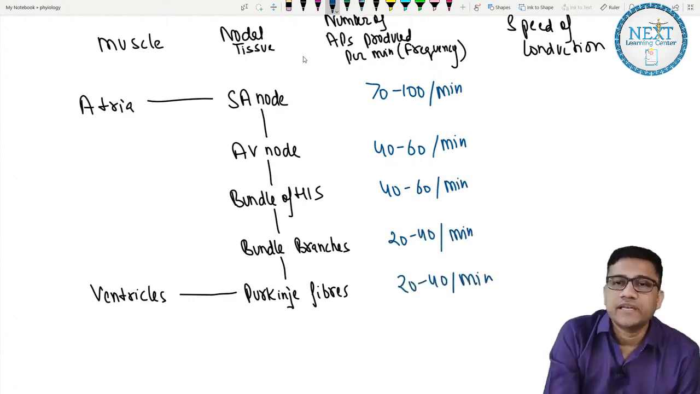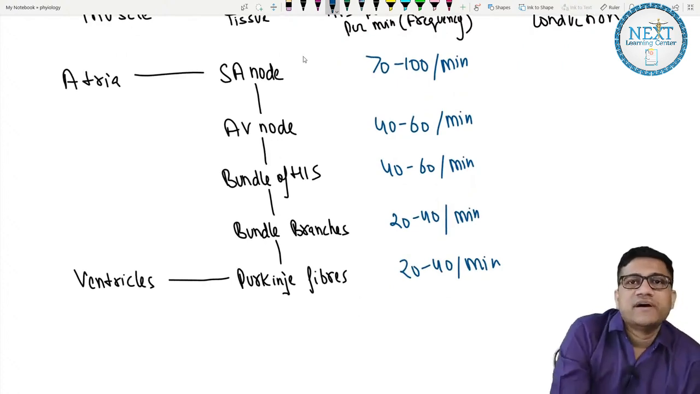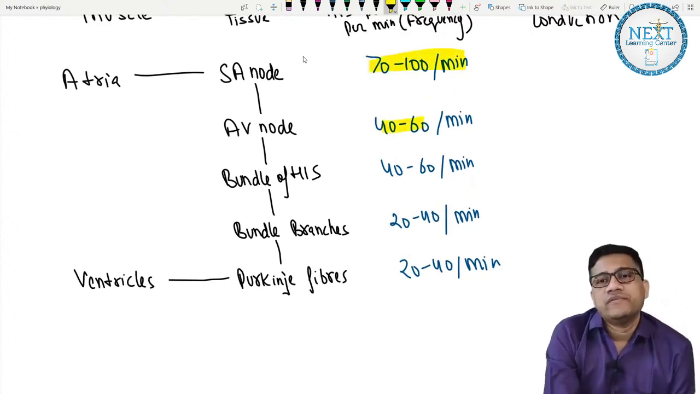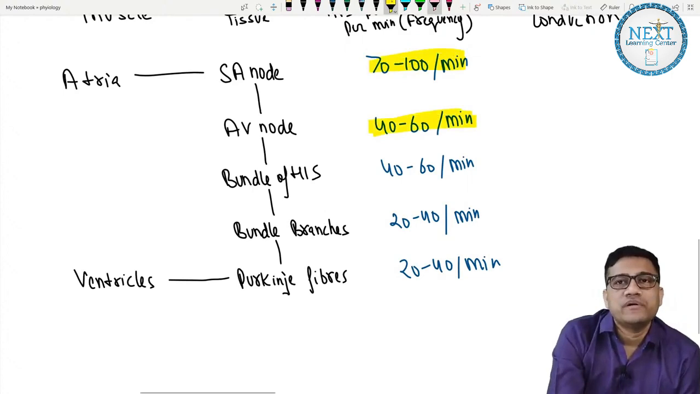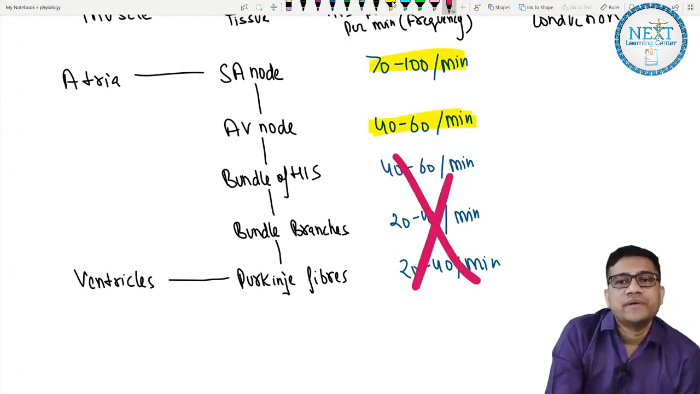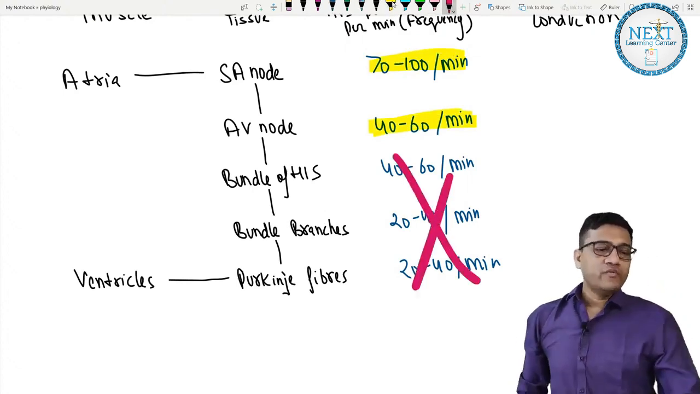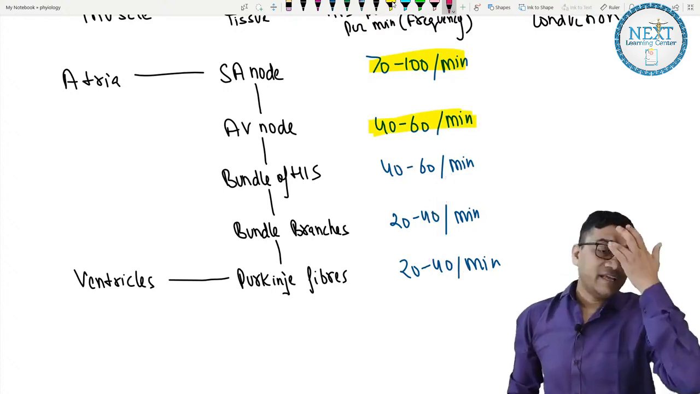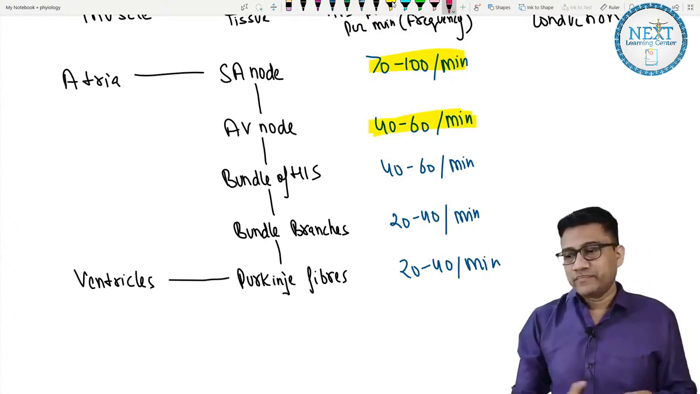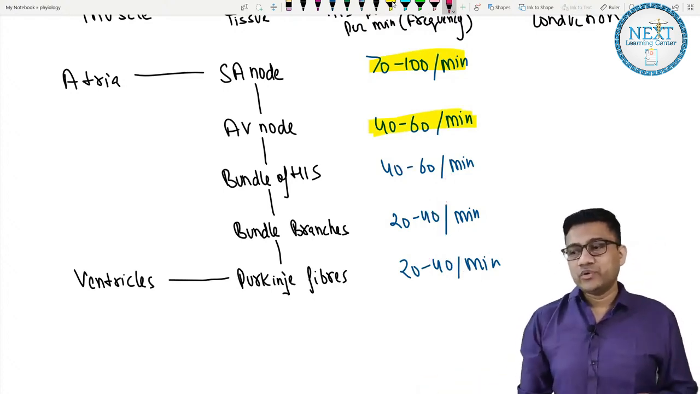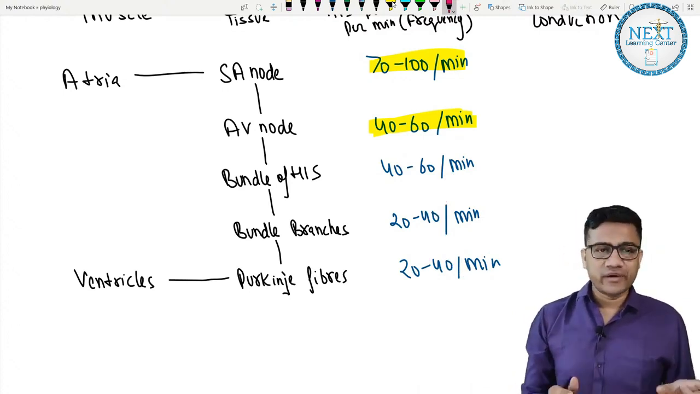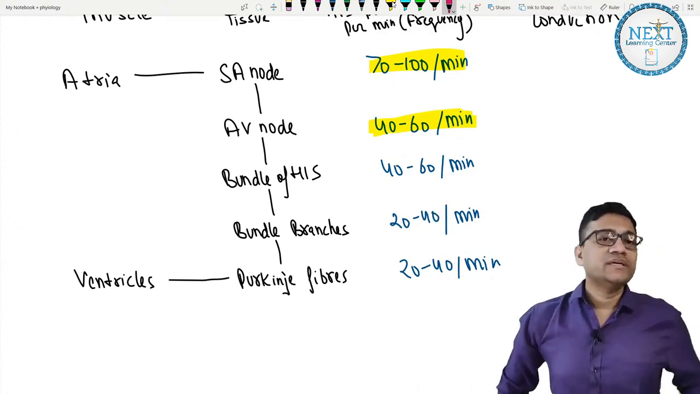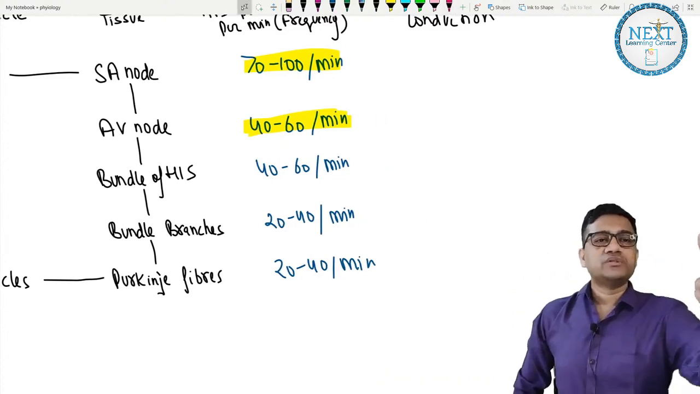Now what do you need to remember here? Nothing except the SA node and AV node. Remember these two, the rest you can ignore. I just put a red mark, meaning you can skip. So what are the only two values to remember? SA and AV. The rest you can just forget. So let's only focus on these two.